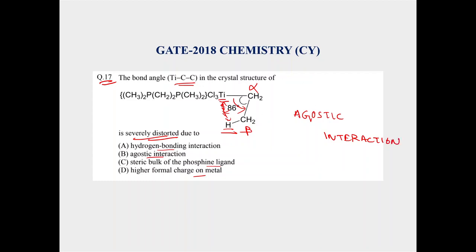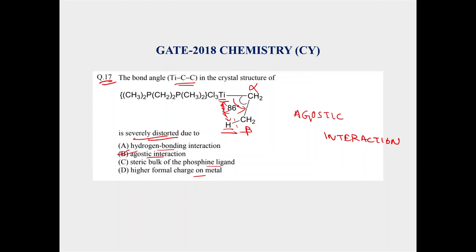Okay. So if a hydrogen is present which is attached to a carbon of the beta position, then there is a certain type of interaction present between the metal and that hydrogen. That interaction is known as agostic interaction, and it leads to the cleavage of this bond and formation of titanium hydride, like the metal hydride complex, along with the formation of an olefin. So the correct answer for question number 17 is option B, that is agostic interaction.